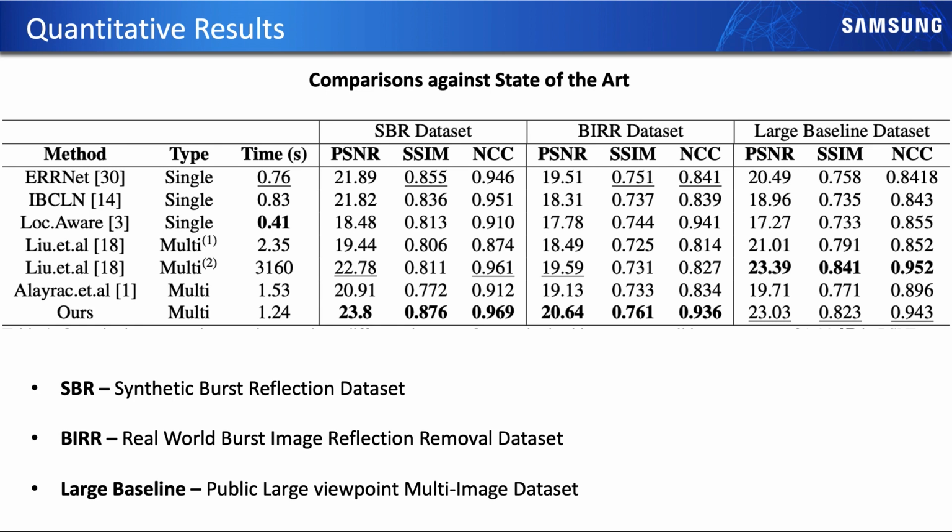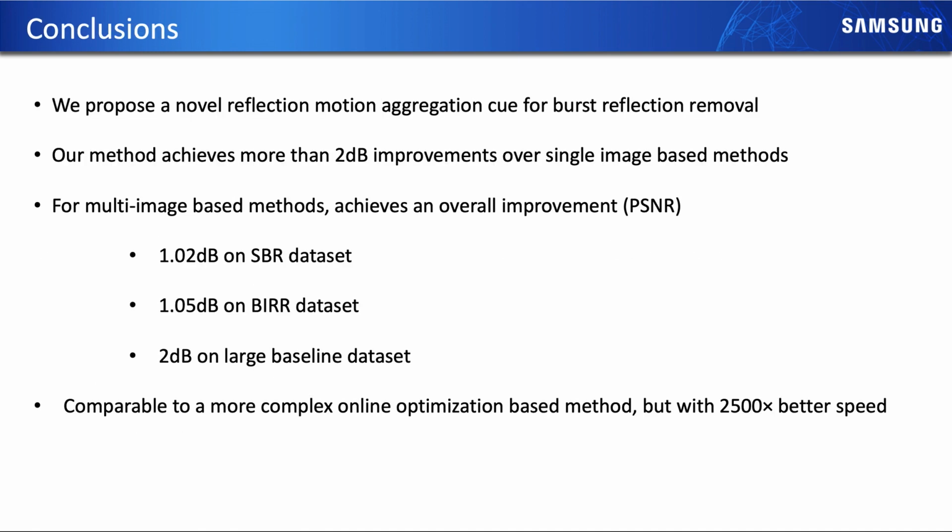The best performing method on the large baseline dataset is an iterative approach that is about 2500x slower than our method. To conclude, we propose a novel method for removing reflections using a burst capture where a novel reflection motion aggregation cue is proposed. Our method is superior to single image methods by 2 dB and multi-image methods by 1 dB on synthetic burst dataset, 1 dB on burst real dataset and 2 dB on the public large baseline dataset.